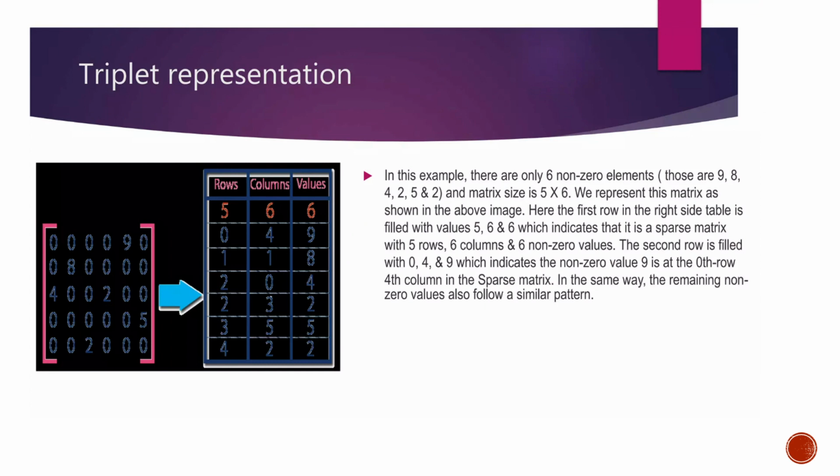The second row is filled with 0, 4, and 9, which indicates the non-zero value 9 is at the 0th row and 4th column in the sparse matrix. Similarly, the remaining elements. And there is another method to store elements of a sparse matrix, that is a linked list.